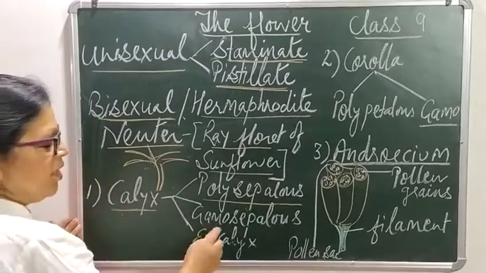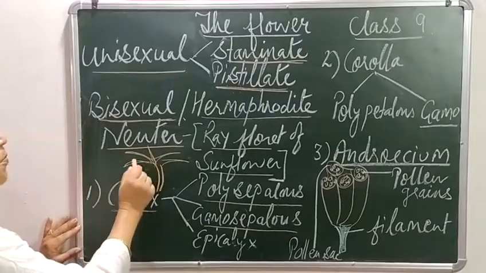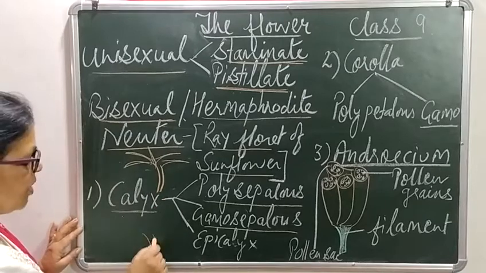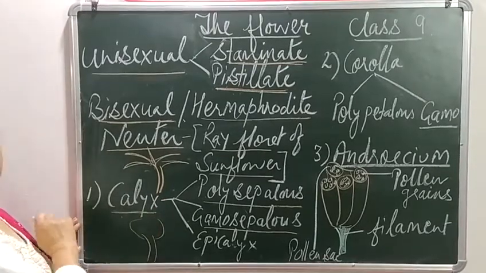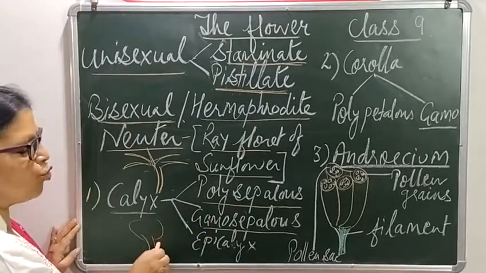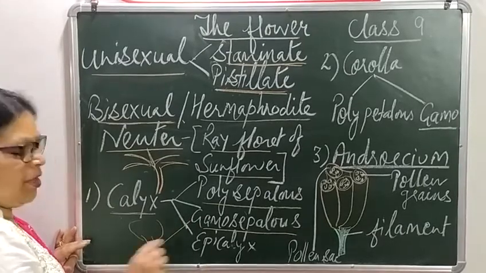Second condition is gamosepalous. Gamo means fused. Means in place of these all free sepals, all these sepals will be fused together. That means you cannot count. It will be forming only one whorl. They all will be fused together. The condition is known as gamosepalous.